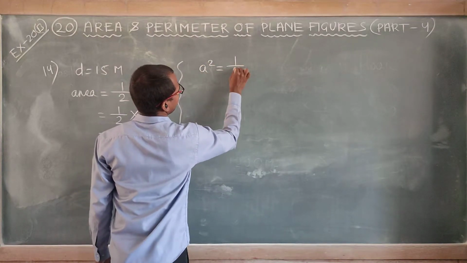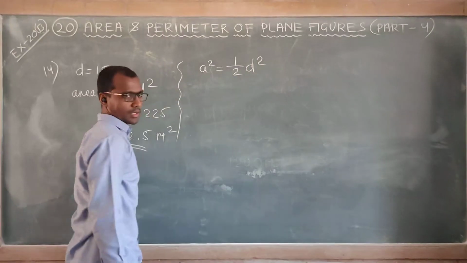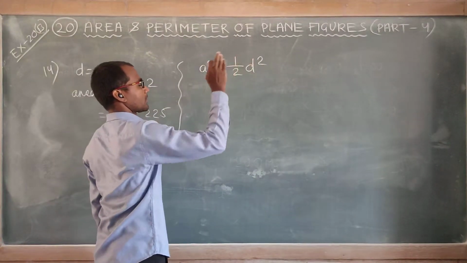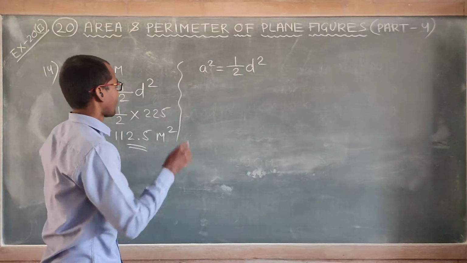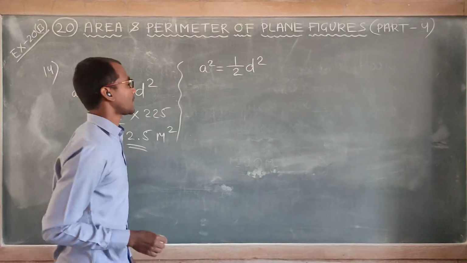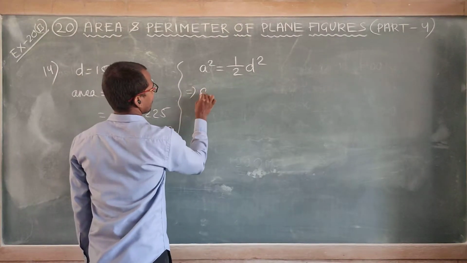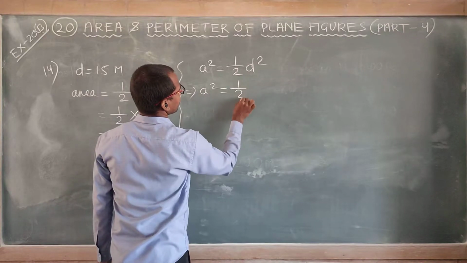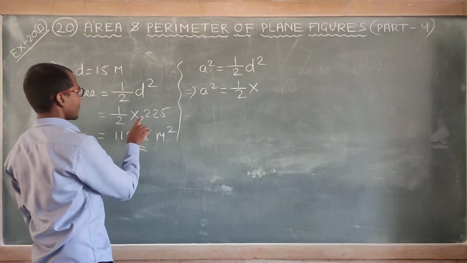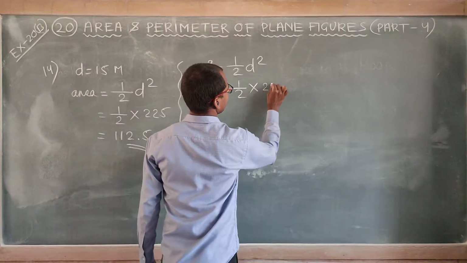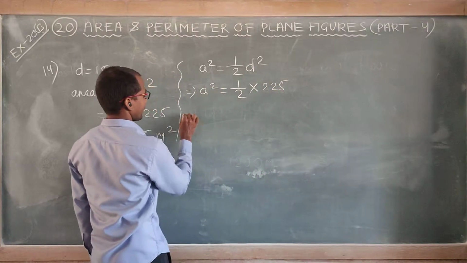a square equal to half d square. Okay, this is also area, this is also area. Area will not change. From this we can find the side of the square. A square is equal to 1 by 2 into d square, which is 225 by 2. Do not take decimal, you will face problem.